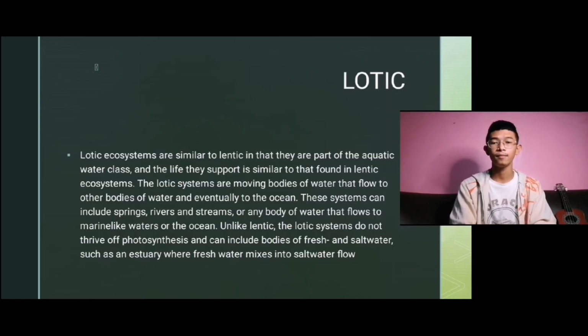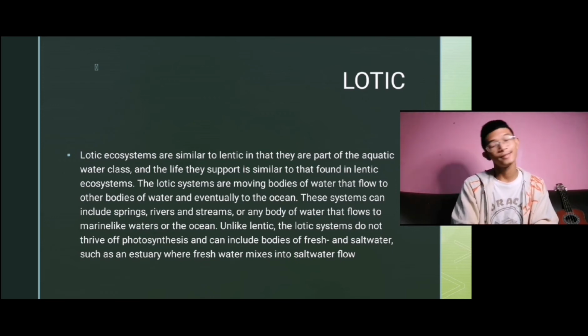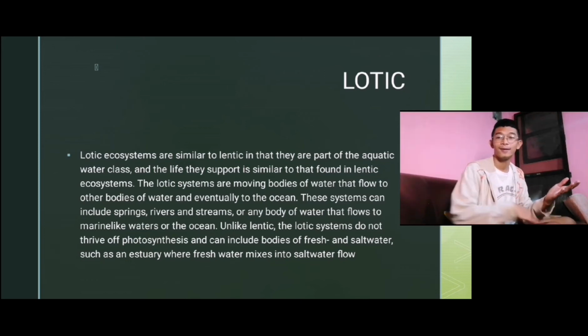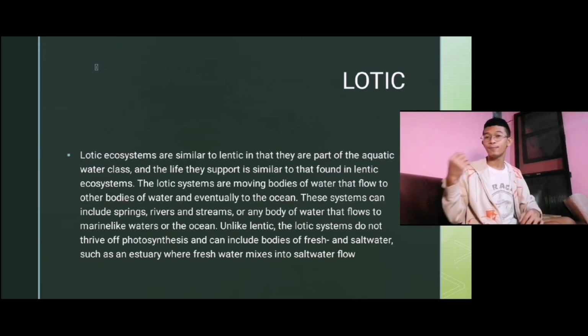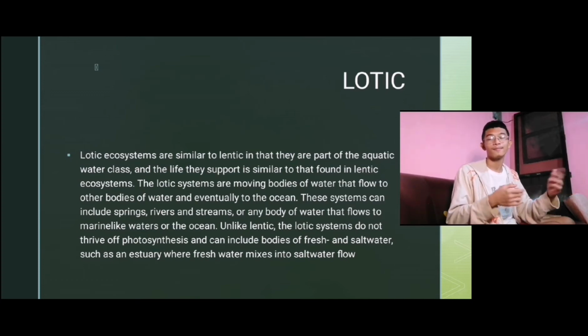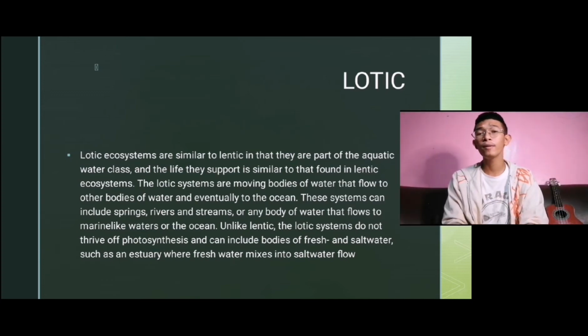Next is the lotic ecosystem. Katulad lang din ito ng lentic ecosystem. It is also a part of the aquatic class. A lotic ecosystem can be any kind of moving water, such as creek, brook, river, spring, channel, or stream. Ito ay moving bodies of water to another bodies of water hanggang sa ocean. This lotic system does not thrive on photosynthesis and can include bodies of fresh and salted water. Tulad ng estuary, ang fresh at tubig alat ay nagmi-mix.